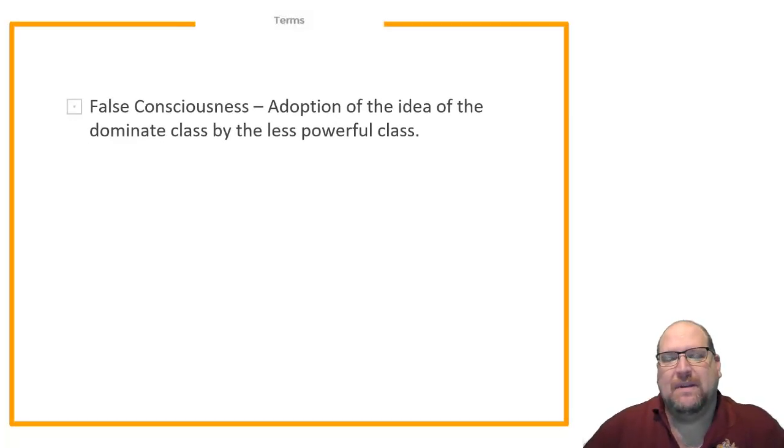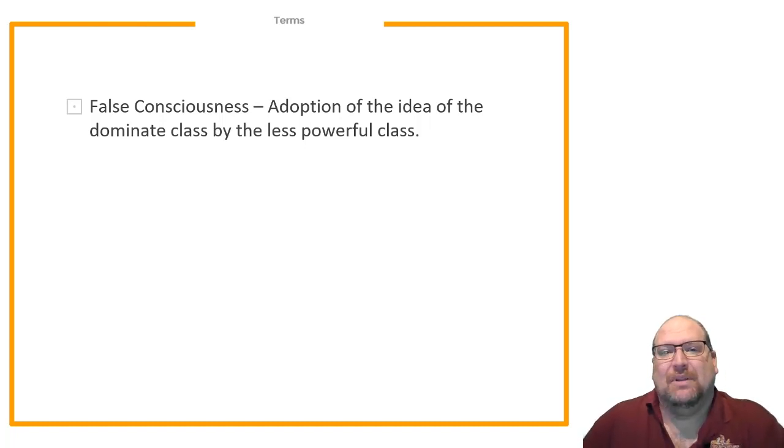To start us off, we need to become a little familiar with one of these terms. We're going to see this term again in our third lesson, but it is mentioned in our textbook, so I wanted to bring this up just to preview it a little bit. The term we're looking at is false consciousness, the adoption of the idea of the dominant class by the less powerful class. Basically what that means is the lower class of people is dominated by the upper class, and the lower class accepts that and believes that that's just how it's supposed to be.